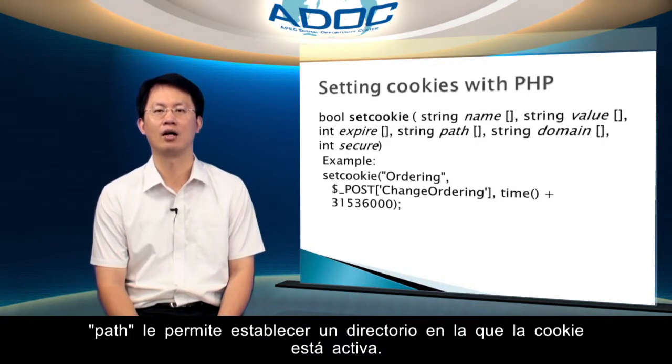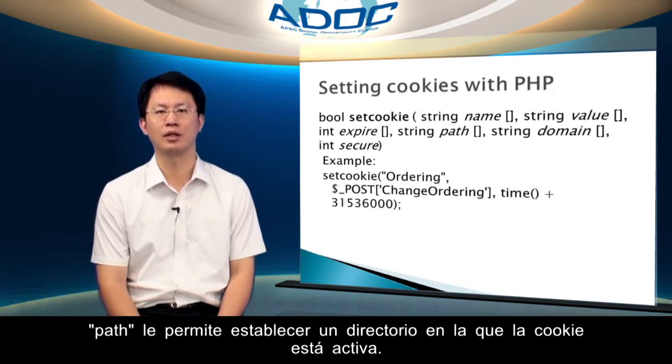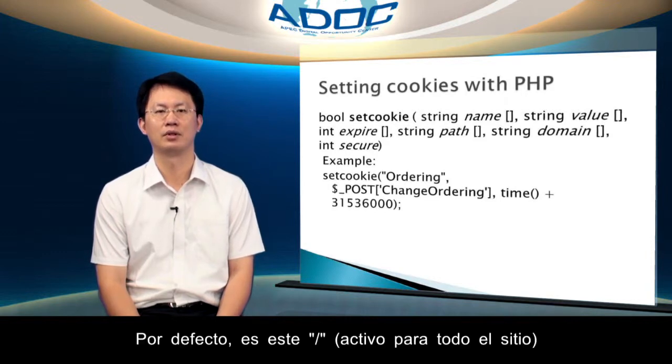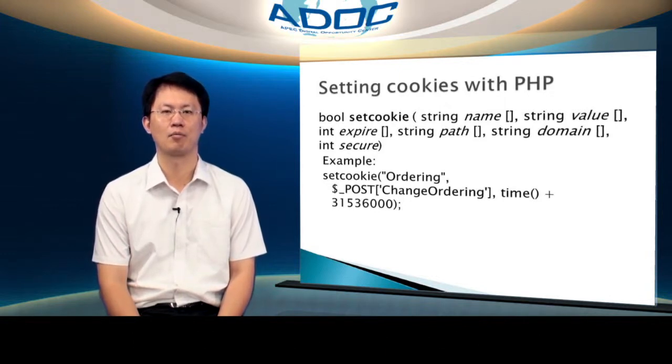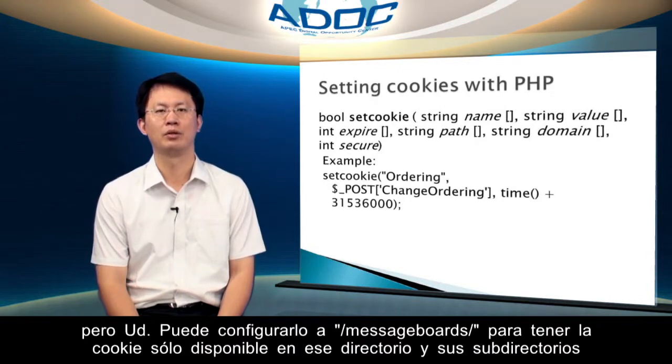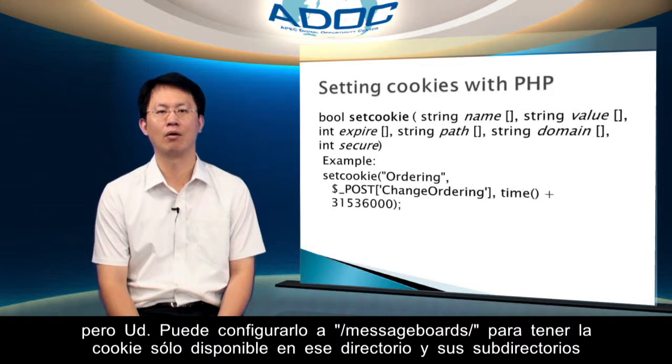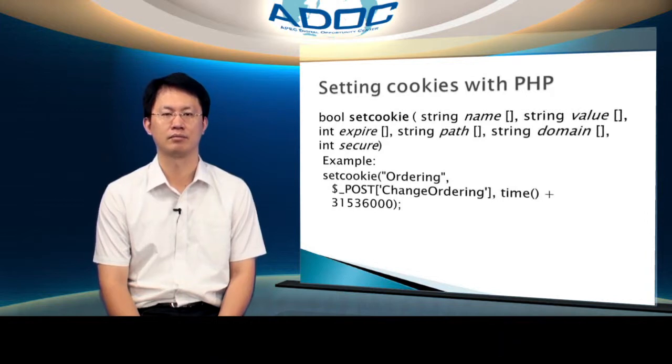The path allows you to set the directories in which the cookie is active. By default, this is / active for the entire site. But you could set it to /messageboard/ to have the cookies only available in that directory and its subdirectories.